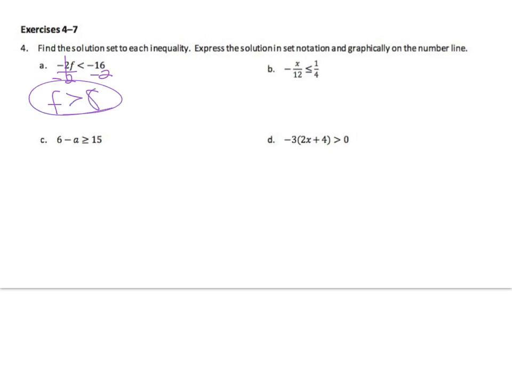Okay, set notation and graphically, I'll do that at the end. Here, let's see. I've got negative x over 12 is less than or equal to 1/4. I think I'm going to multiply through by a negative 12 to get rid of those fractions. That's going to give me negative 12x over negative 12. I did negative, so I have to flip my inequality. Negative 12 over 4. I can simplify that now, and I have x is greater than or equal to negative 3.